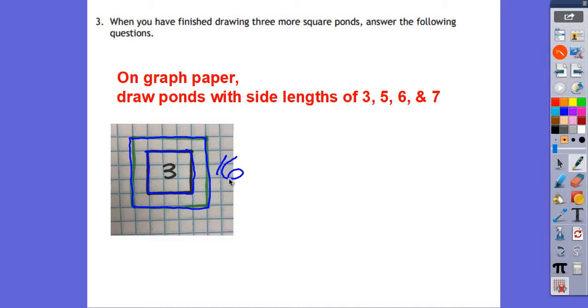So we're going to do that on our graph paper. But you're also going to do a 5 by 5, a 6 by 6, 7 by 7, and see how many tiles are around those size shapes. Different squares? Yeah, not around each other.